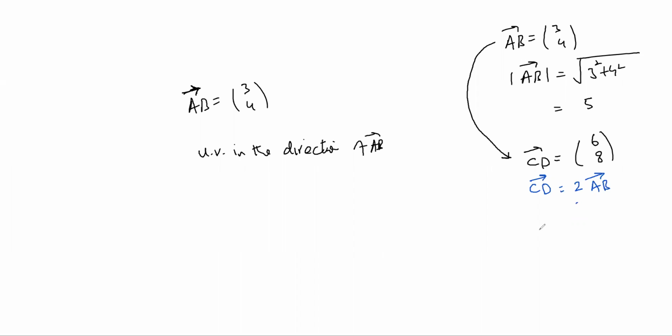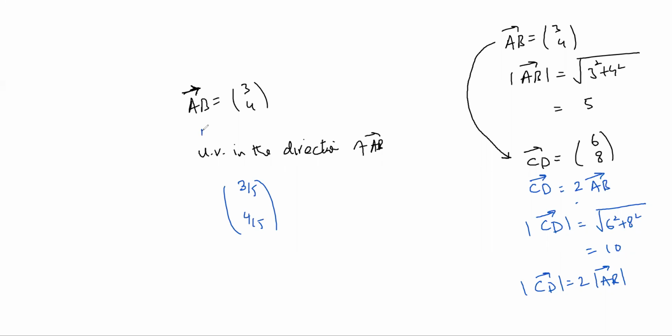Now, if I ask you what is the magnitude of CD, that would be 6 square plus 8 square, and you will get 10. Okay? So if CD was twice the vector AB, then the magnitude of CD is also twice the magnitude of AB. Yes or no? Yes. Okay. Now, if the magnitude of this vector AB, which is 3, 4, is 5, tell me what will be the magnitude of a vector 3 over 5 and 4 over 5.